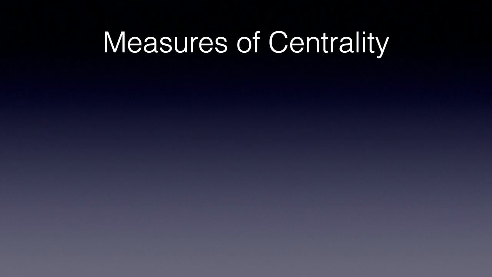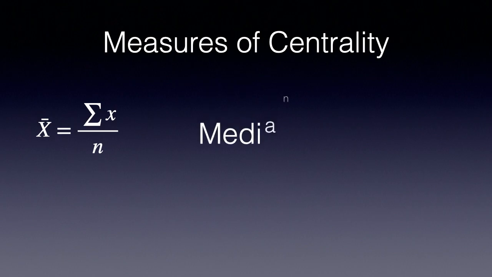Okay, so just to quickly review our measures of centrality. The mean is just taking and adding up the data and dividing by the number of data that we have. The next one is the median, which is found by taking a data set, sorting it, and then going to the middle location. And finally, the mode is when we look at which data value or values occur most frequently.